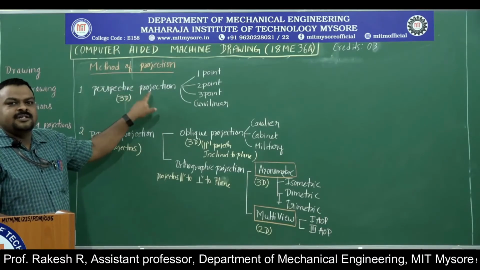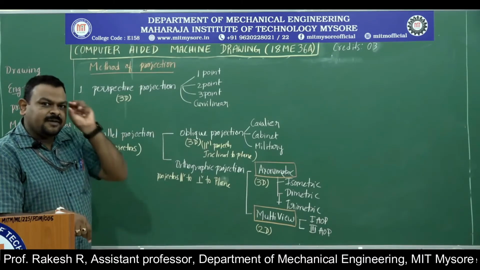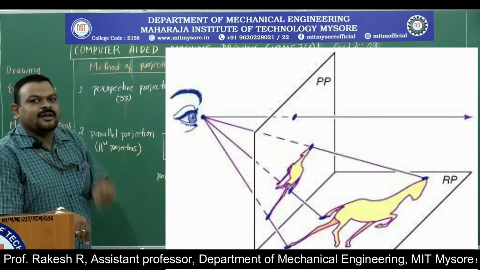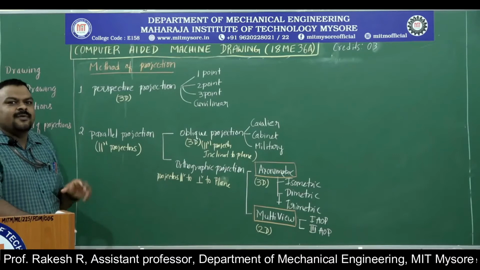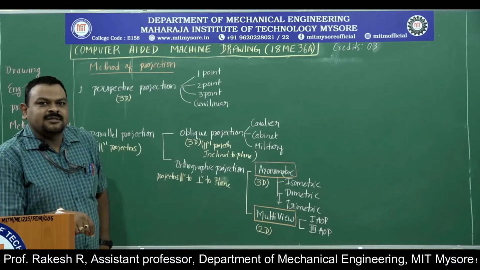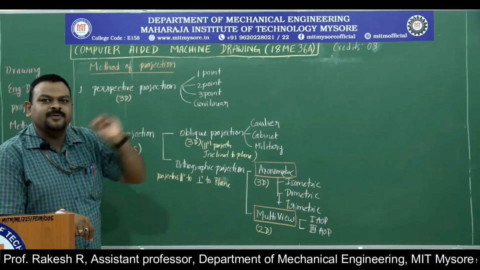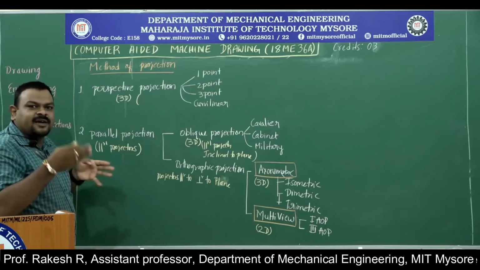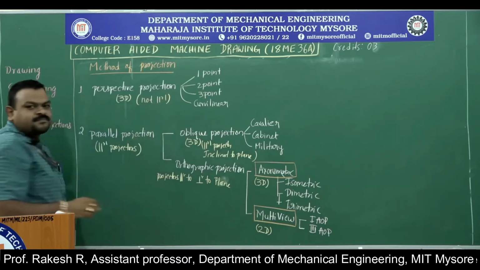Perspective projection is based on perception. Perception means how you see objects, which is nothing but through your eyes. How the object or the drawing will look from your eyes, that is perspective projection. When you see an object with your eyes, the projectors, that means the visual rays from your eyes to the object, are not parallel here. They are somewhat inclined, convergent or divergent. The projectors are not parallel to each other.